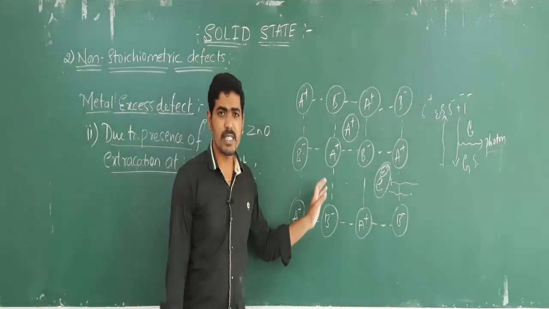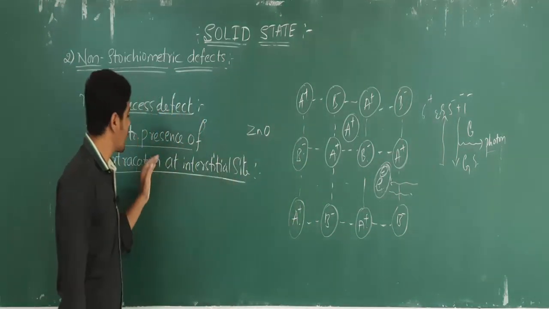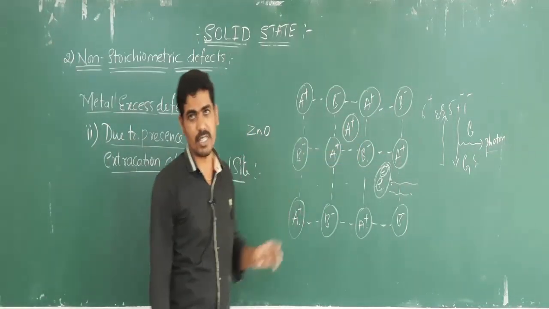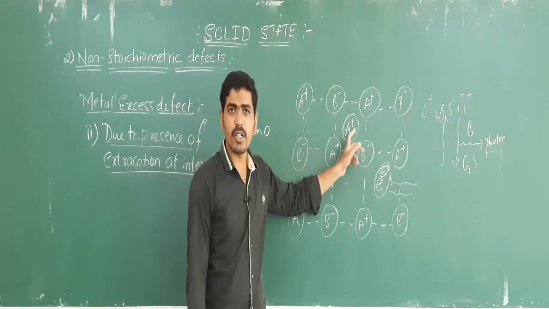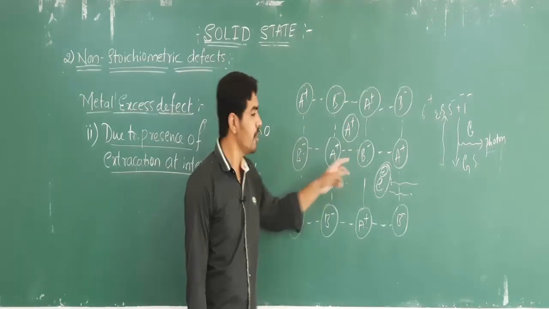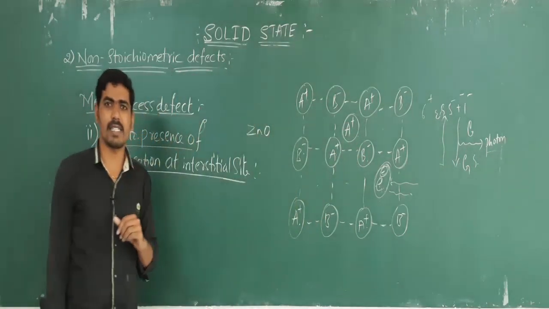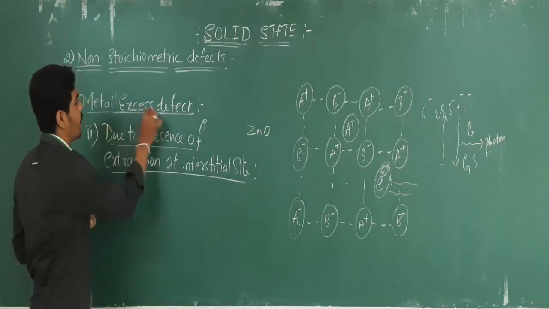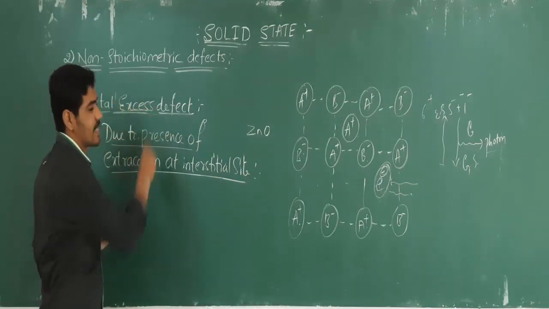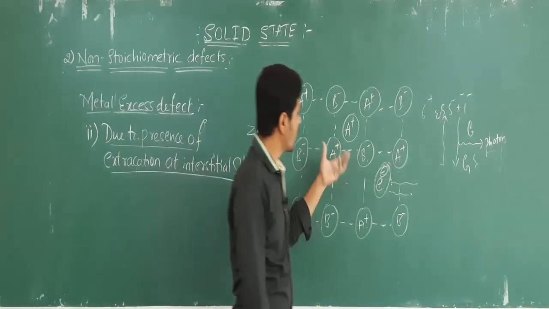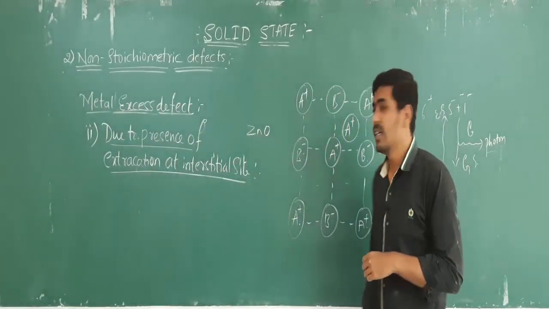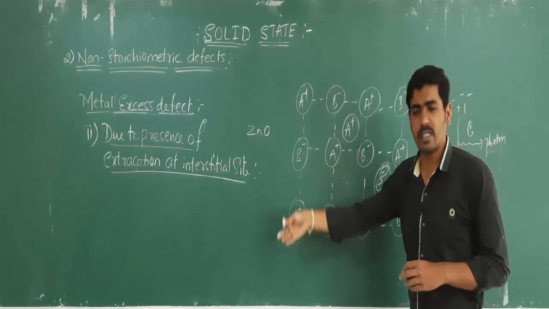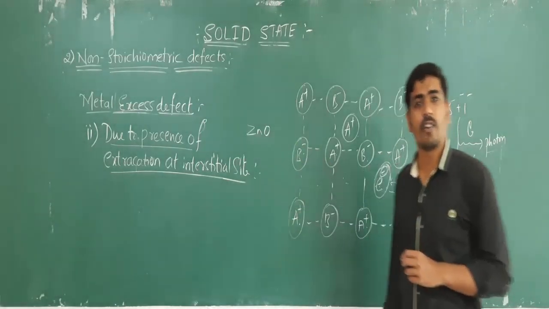ಓಕೆ, ಸೊ ದಿಸ್ ಈಸ್ ದಿ ಮೆಟಲ್ ಎಕ್ಸೆಸ್ ಡಿಫೆಕ್ಟ್ ಡ್ಯೂ ಟು ಪ್ರೆಸೆನ್ಸ್ ಆಫ್ ಎಕ್ಸ್ಟ್ರಾ ಕ್ಯಾಟಯಾನ್ ಆಟ್ ಇಂಟರ್ಸ್ಟಿಷಿಯಲ್ ಸೈಟ್. ಇಲ್ಲೇ ಒಂದು ಎಕ್ಸ್ಟ್ರಾ ಕ್ಯಾಟಯಾನ್ ಇರೋದ್ರಿಂದ ಇಂಟರ್ಸ್ಟಿಷಿಯಲ್ ಸೈಟ್ ಒಳಗೆ ಮೆಟಲ್ ಎಕ್ಸೆಸ್ ಡಿಫೆಕ್ಟ್ ಅರೈಸ್ ಆಗುತ್ತೆ. Another question may come to your mind. So here, metal excess defect. Why do we call this defect a metal excess defect? ಇದಕ್ಕೆ ನಾವು ಯಾಕೆ ಮೆಟಲ್ ಎಕ್ಸೆಸ್ ಡಿಫೆಕ್ಟ್ ಅಂತ ಹೇಳ್ತೀವಿ? ಇದು ಆಯ್ತು ಅಥವಾ ಪ್ರೀವಿಯಸ್ ಒನ್ ಡ್ಯೂ ಟು ಪ್ರೆಸೆನ್ಸ್ ಆಫ್ anionic vacancy.